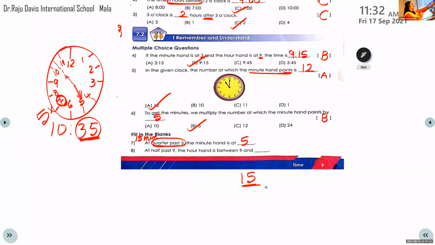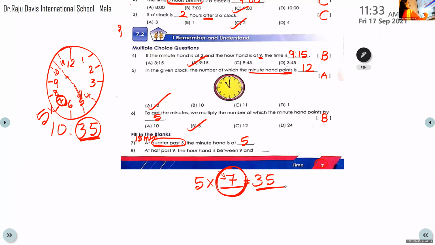Okay, suppose the question was to find out for 35. It is given that the time is 10:35 and you have to find out the number on which the minute hand should point. So what you have to do here is 5 into dash is 35. You have to find out 7. So the minute hand should point at 7 to get 35 minutes.